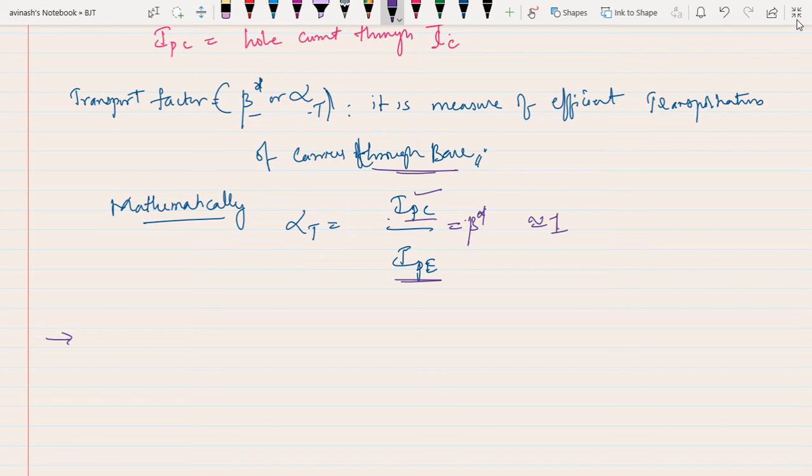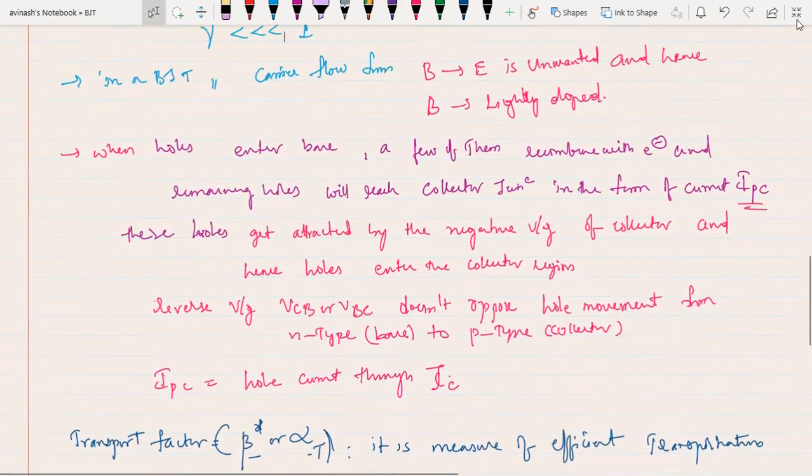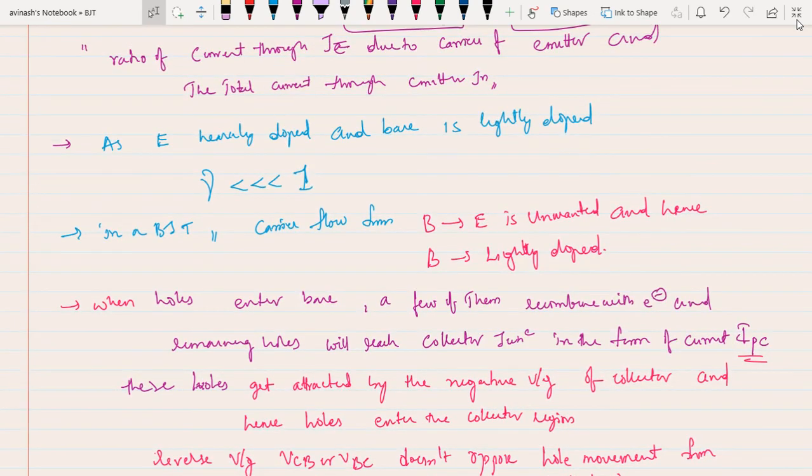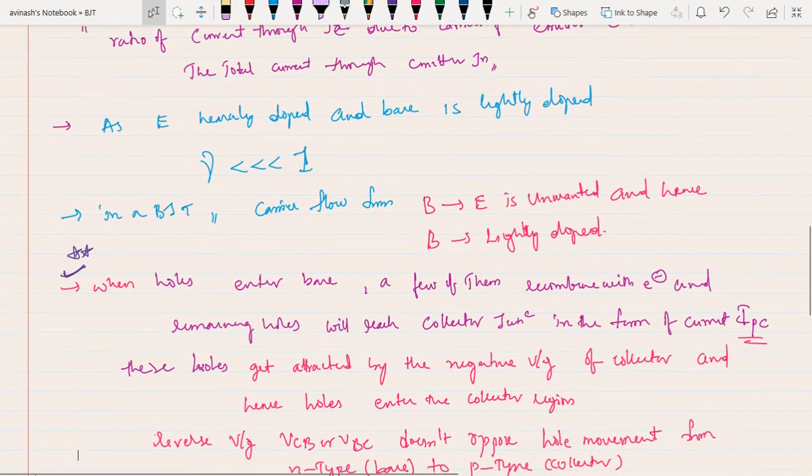Due to recombinations, what do you mean by recombinations? As I already said, this point, when holes enter the base. If you don't understand recombinations, please get back to the first video. You can easily get that within the channel.